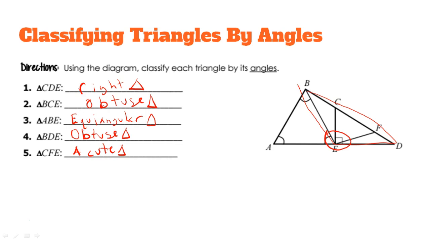One thing I do want to point out is that every triangle has a measure of 180 degrees inside of it. So when we have an equiangular triangle, as we had in number 3, each of the angles are going to measure exactly 60 degrees. So just keep that in mind as we move forward.